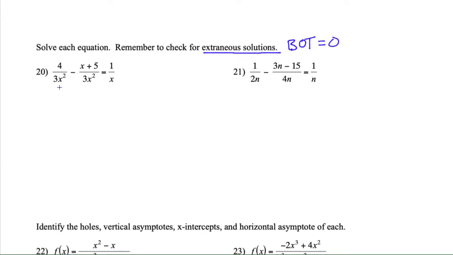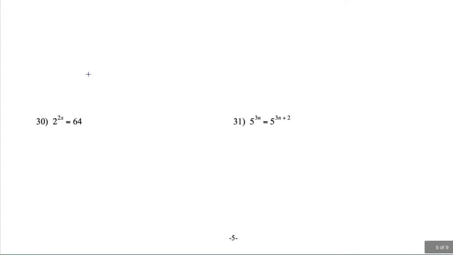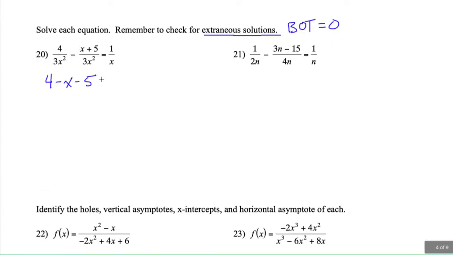All right, so in order to do the subtraction, these are like terms, so I can just subtract them straight on. So 4 minus x minus 5, again, this negative sign is distributed into both of these. I don't know what happened there. Maybe I'll solve by scrolling up and down. That's all over 3x squared, which is now equal to 1 over x. I'm going to cross multiply.